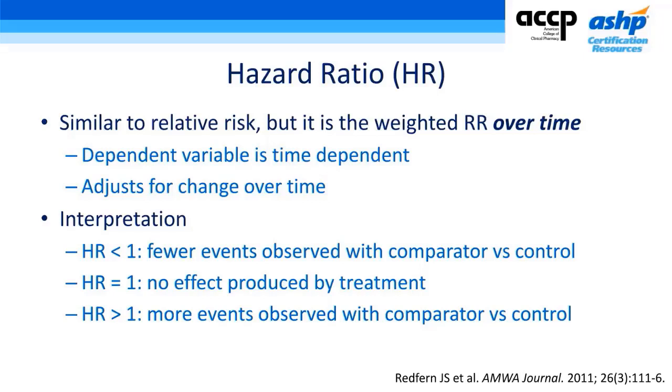And the interpretation is very similar to the odds ratio and relative risk, where if the hazard ratio equals 1, there's no effect produced by the treatment. Hazard ratio less than 1, fewer events observed with comparator versus control, and then hazard ratio greater than 1, more events are observed with the comparator versus control.